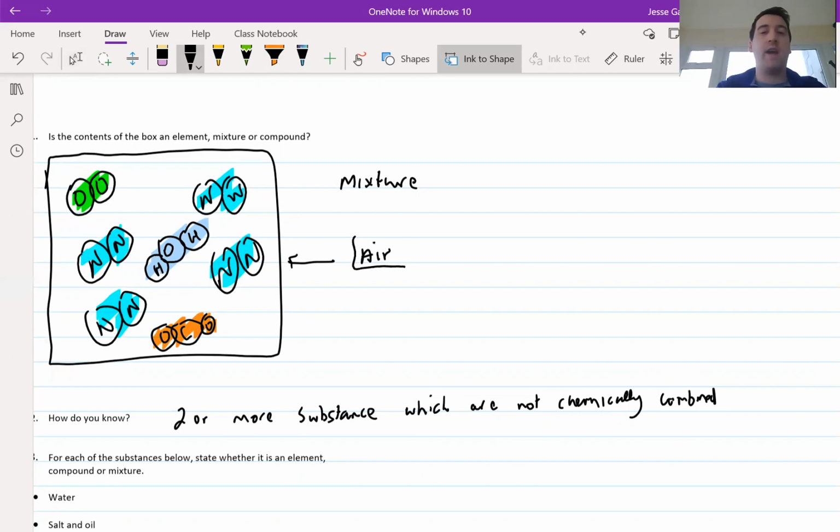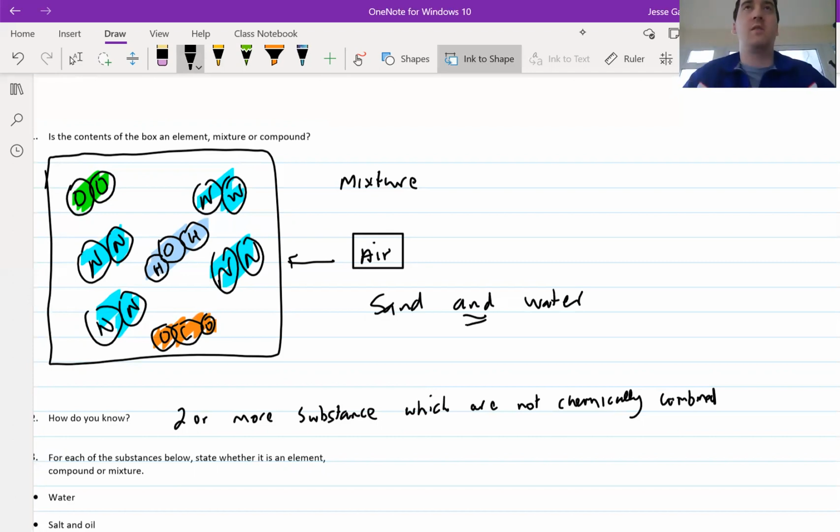Now, the reason why I'm showing you air is because this is a mixture that doesn't have the word "and" in the answer. So it's not like sand and water. That's really easy to tell is a mixture because it doesn't have a special name, whereas this mixture does have a name that we call it: air. You do have to be aware that some mixtures do have their own name, and that doesn't mean that they're a compound. Air is one you're probably just going to have to learn.